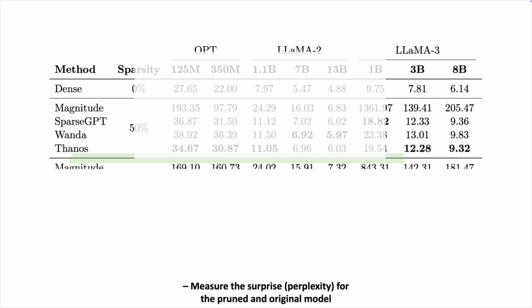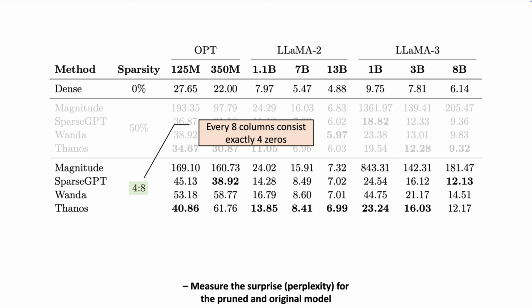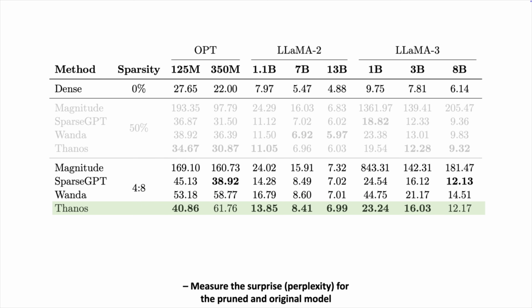Tanos also supports structured pruning. Such structures might be more hardware-friendly than arbitrary unstructured sparsity. In the 4-to-8 structured format, Tanos obtains the best perplexity in 6 of 8 models. This supports our central motivation. When several weights must disappear together, modeling their joint effect becomes especially valuable.